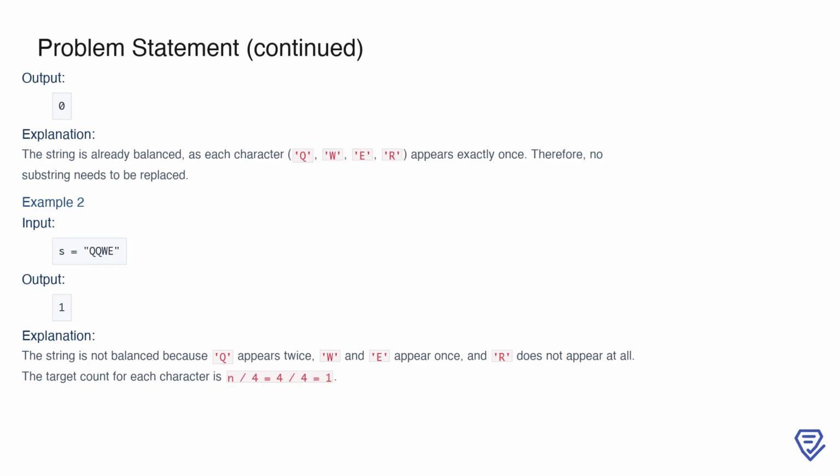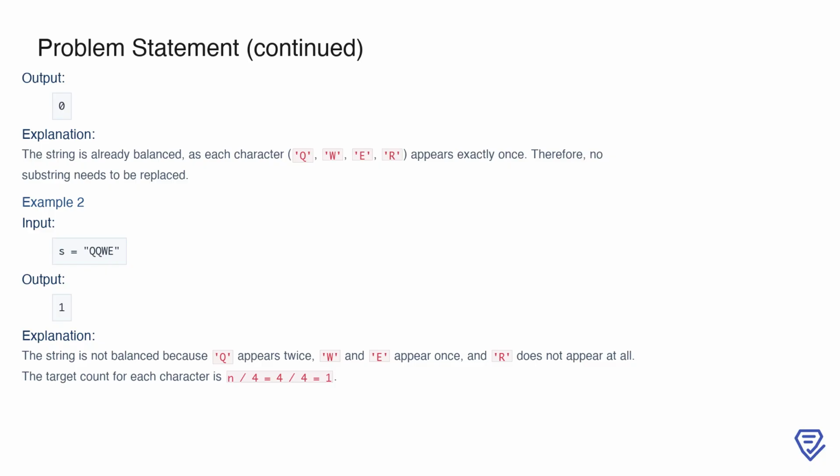Consider the input string QWER. Since each character Q, W, E, and R already appears exactly once, the string is balanced. This means we don't need to replace any substring to achieve balance, so the output is 0.